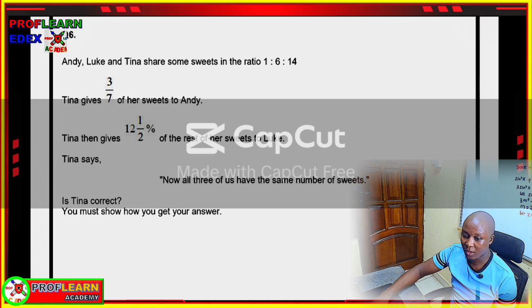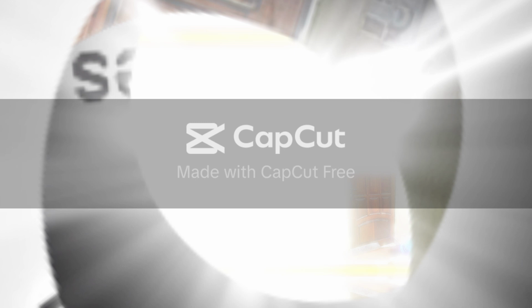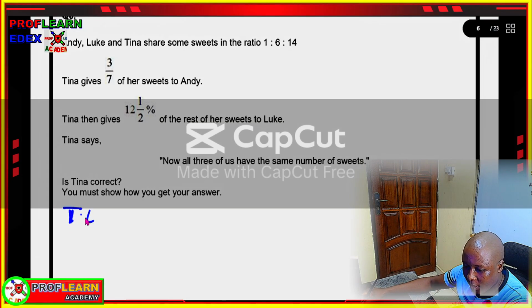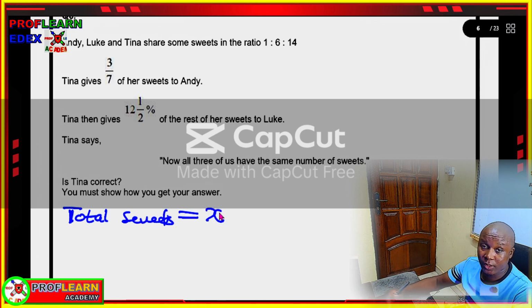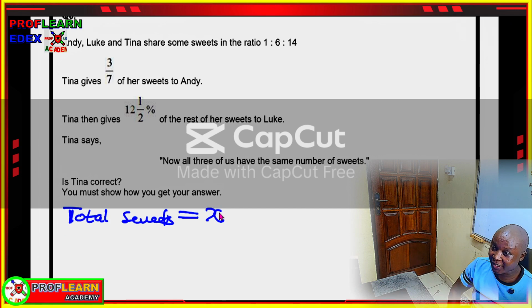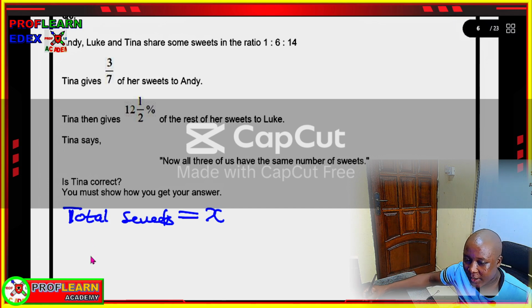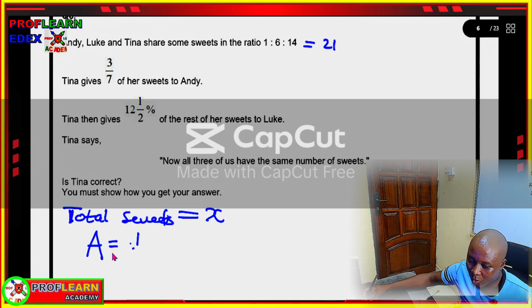So how are we going to approach this question? We can say the total sweets will be equal to x. Suppose the total number of sweets they are sharing was x. So what will Hadi get? Hadi is going to get 1/21, because the total ratio here is 21. So Hadi is going to get 1/21 of the x sweets.